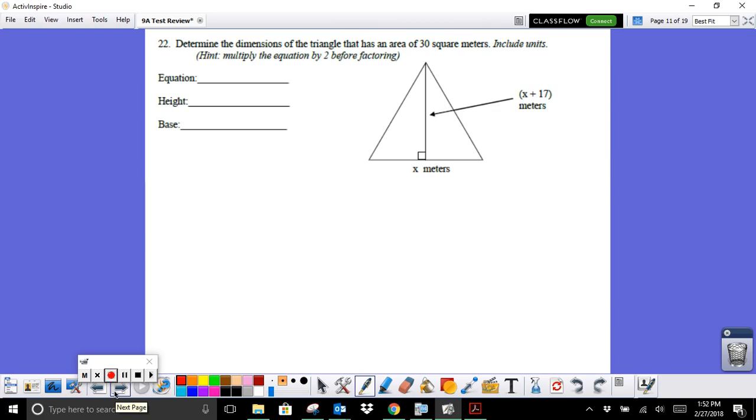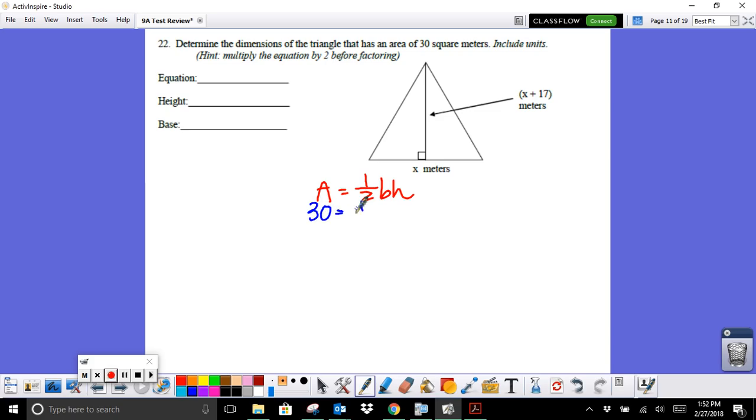22, determine the dimensions of the triangle. It has an area of 30. All right, so here we go. The area of a triangle is 1/2 base times height. So my area is 30.